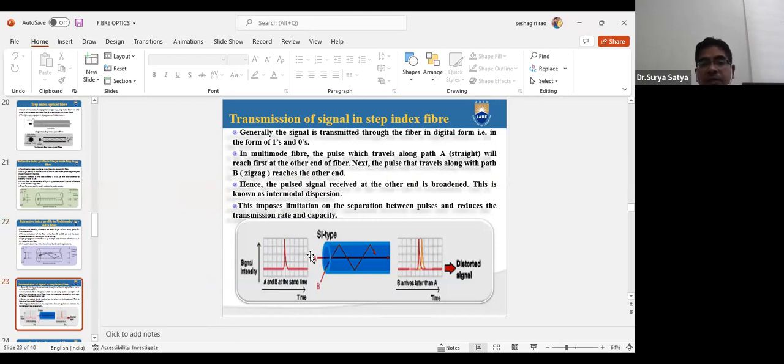Generally, the signal is transmitted through the fiber in digital form, in the form of ones and zeros. In multimode fiber, the pulse which travels along path A, that is straight, will reach the other end of the fiber first. Next, the pulse that travels along path B in the zigzag mode reaches the other end. Hence, the pulsed signal received at the other end is broadened. This is known as intermodal dispersion. This imposes a limitation on the separation between pulses and reduces the transmission rate and capacity.